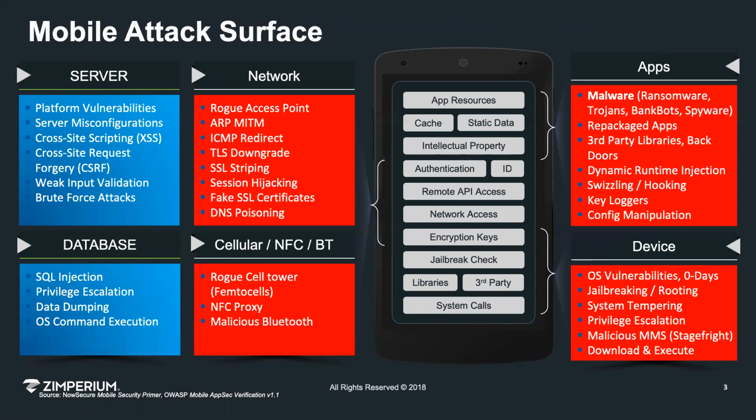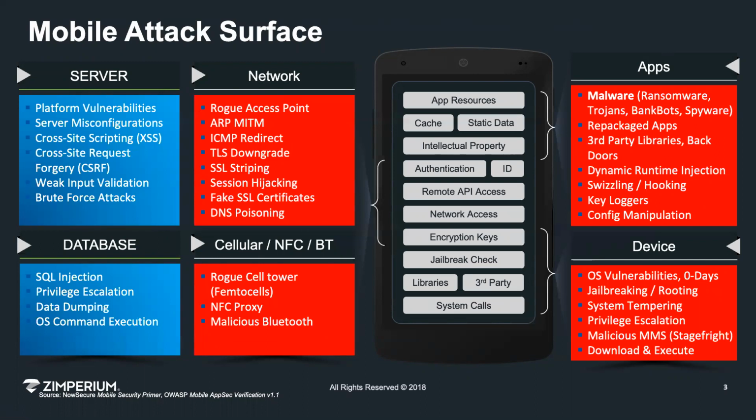But on the right side, the boxes in red, that's where I think the security is missing. The attacks coming from malware, all types of botnets and ransomware, third-party library risk, dynamic runtime injection, swizzling, hooking, your ability to just replace a dynamic library inside the app with a fake library, or manipulate the configuration for the app to start communicating to a different endpoint, for example, exploiting device vulnerabilities from zero-days, system tampering, disabling code signing. So you can actually do the hooking.